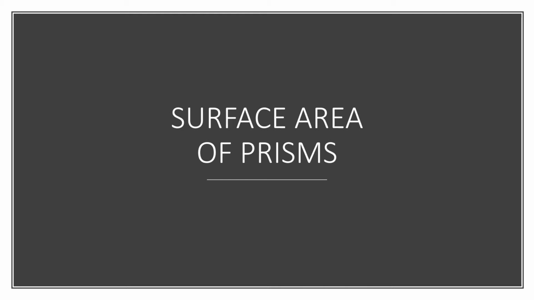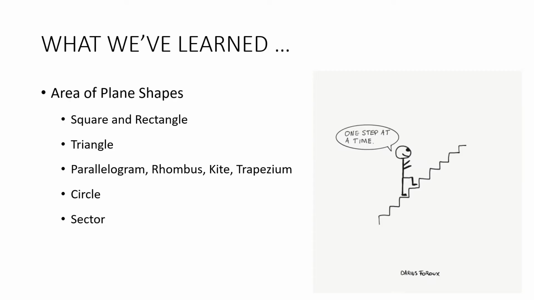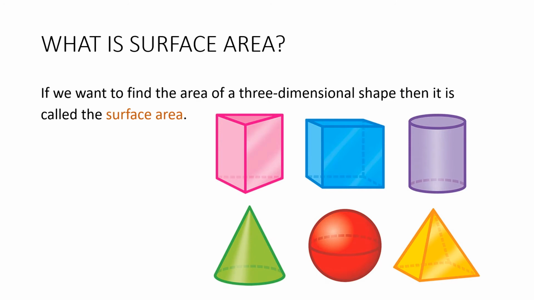Hi everyone, this is the second lesson for our topic of surface area, and in this lesson we're going to look at the surface area of prisms. In our first lesson we reviewed the area of plane shapes. We looked at the area of squares and rectangles, then triangles, the other quadrilaterals, and finally circles and sectors. So we've learnt about the area of two-dimensional shapes, but if we want to find the area of a three-dimensional shape, then it's called the surface area.